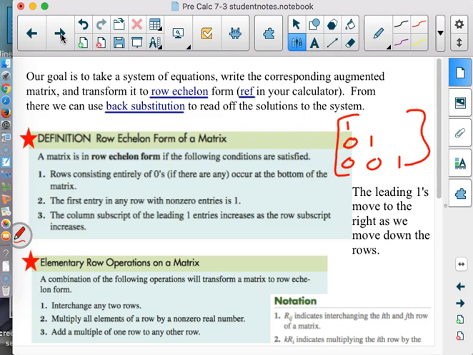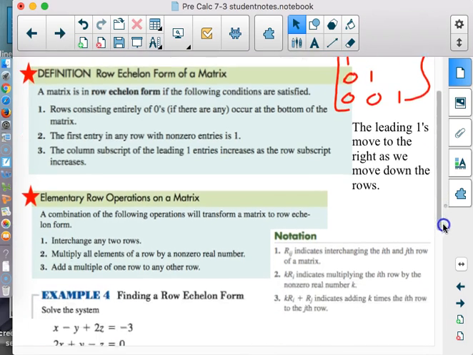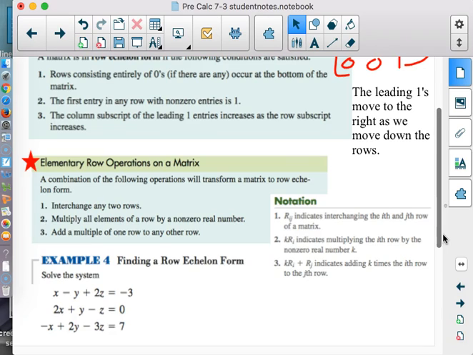Like it says, the leading 1s move to the right as we move down the rows. First it was in the first column, now it's in the second column, now it's in the third column. That's what we really want for this to be in row echelon form. And those row operations that we just did were elementary row operations on a matrix. They're the same thing we would do if we left all the x's, y's, and z's in there. We just took them out.